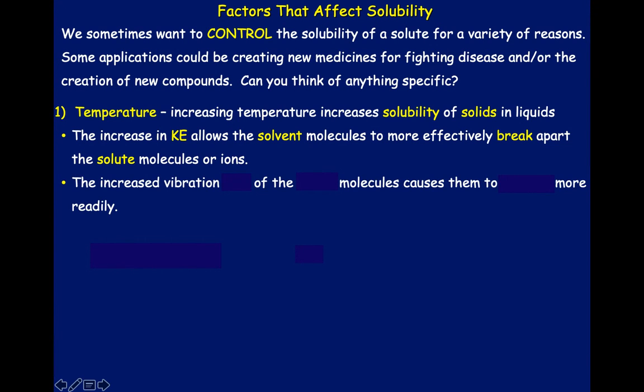The increased vibration or kinetic energy of the solute molecules causes them to dissolve more readily. So when you have a solid within a liquid, you're going to be able to dissolve more at a higher temperature. For example, hot water can hold more sugar than cold water, or dissolve more sugar than cold water can, because of this difference. Again, this is going to be opposite for gases. We'll see that at the end of the lesson: gases actually dissolve less at higher temperatures.